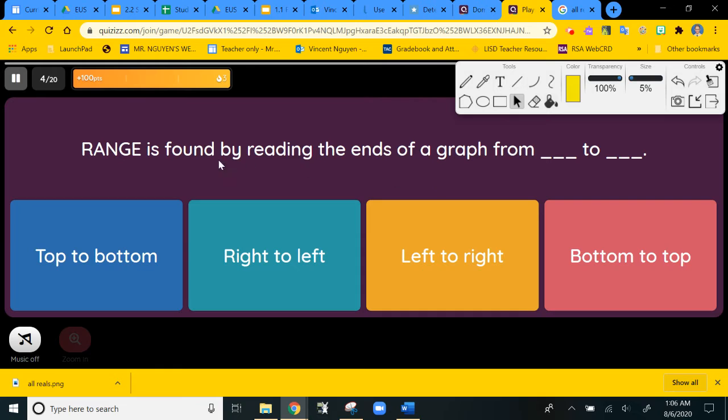The range is found by reading the ends of a graph from where to where. Okay, so the range is the y value, and we want to go from small to large. So it's going to have to be from the bottom to top, which is this one.